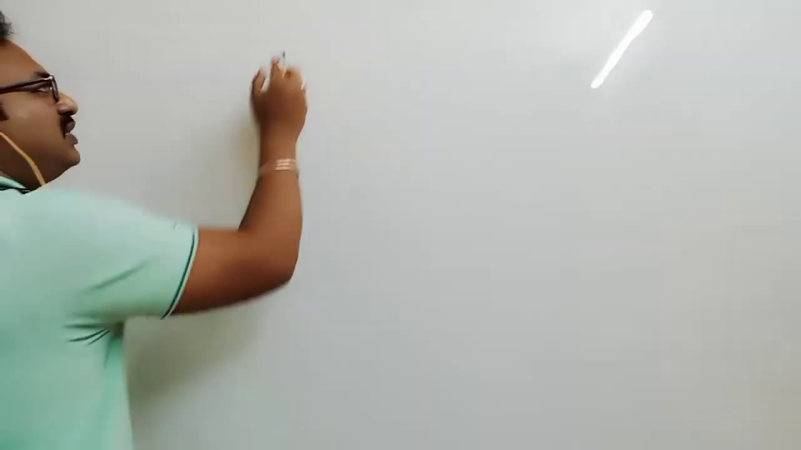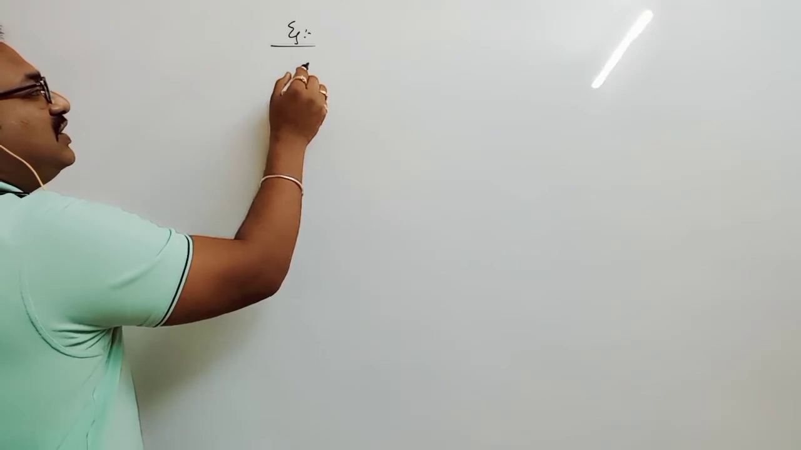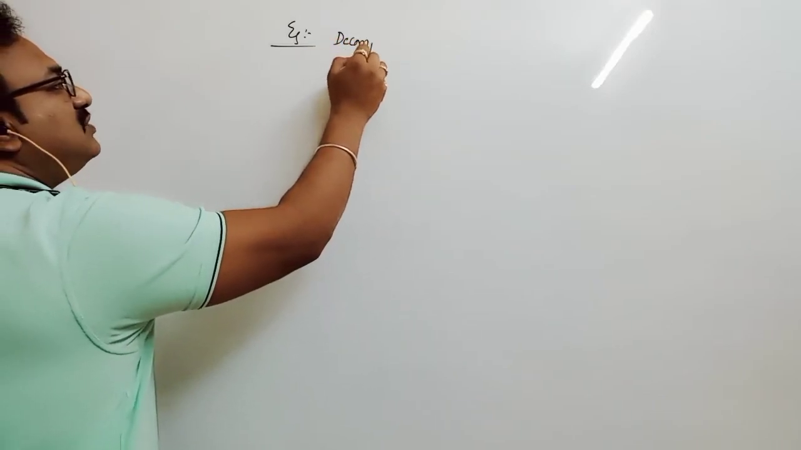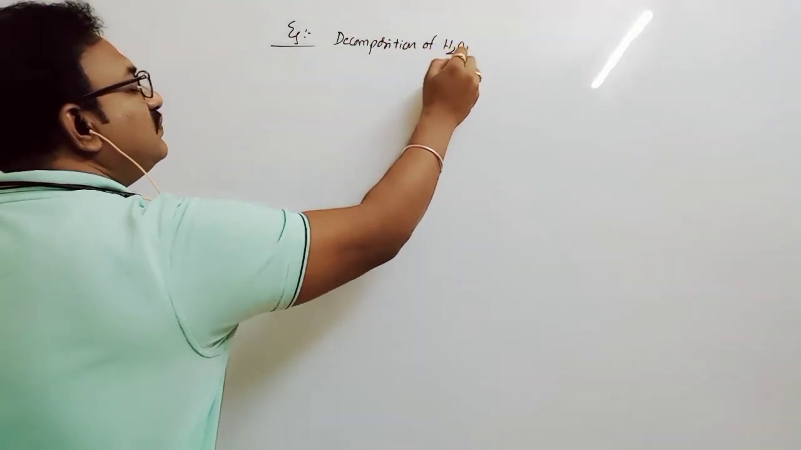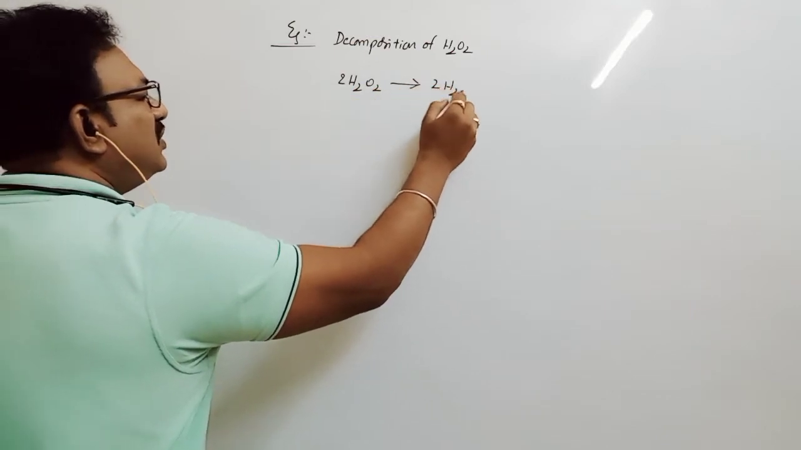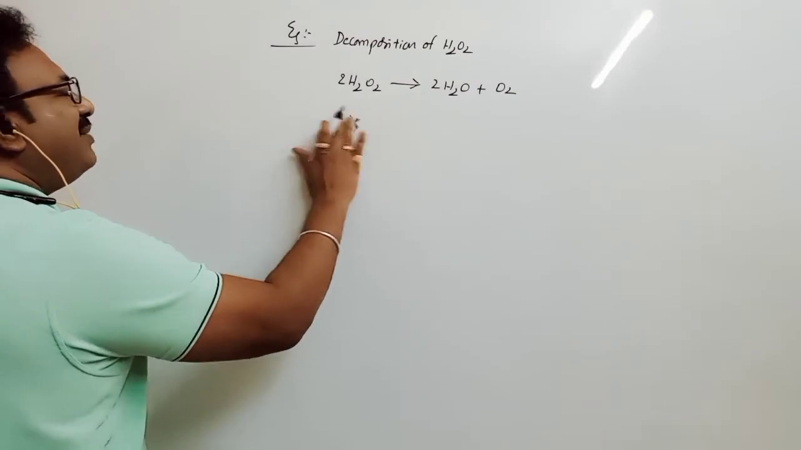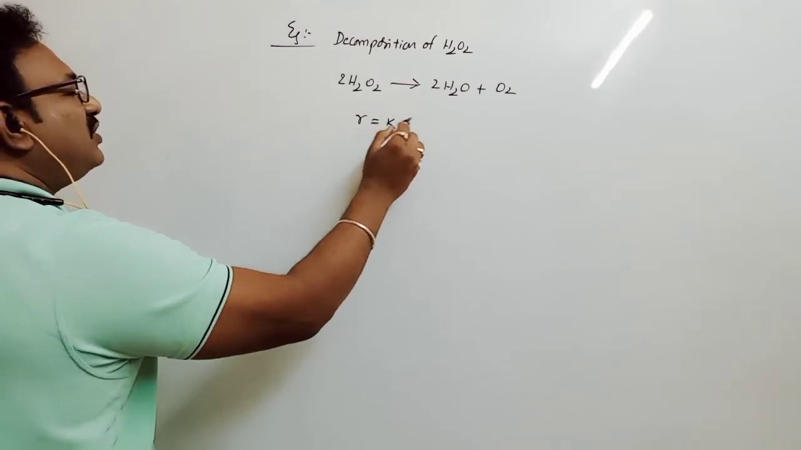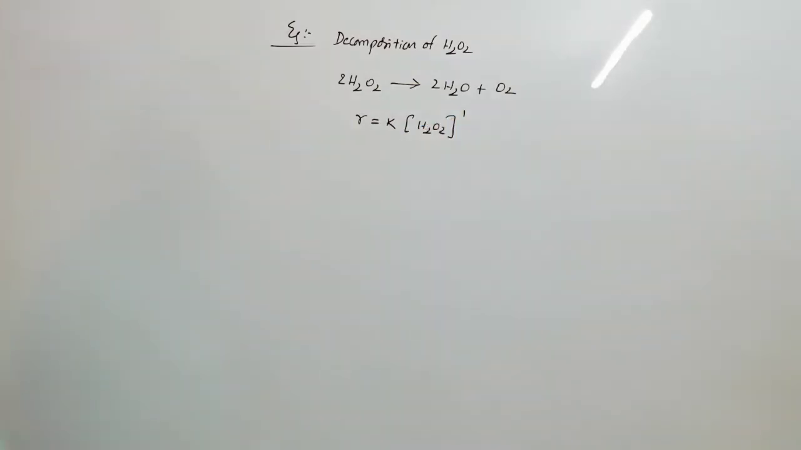Now, let me go to examples for first order reactions. See, decomposition of hydrogen peroxide, decomposition of H2O2 follows first order kinetics. If you take the equation 2H2O2 gives rise to 2H2O plus O2, even though it can be expressed like this, rate is equal to k into concentration of H2O2 power 1. It's first order kinetics.